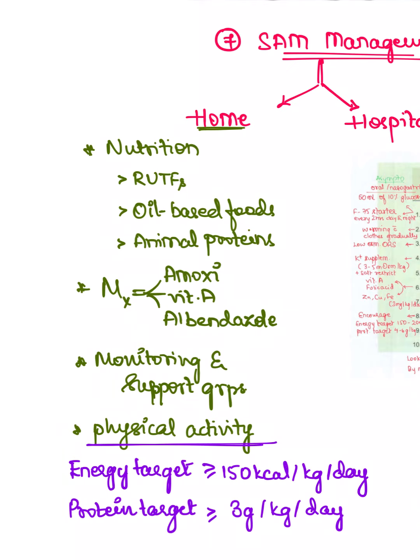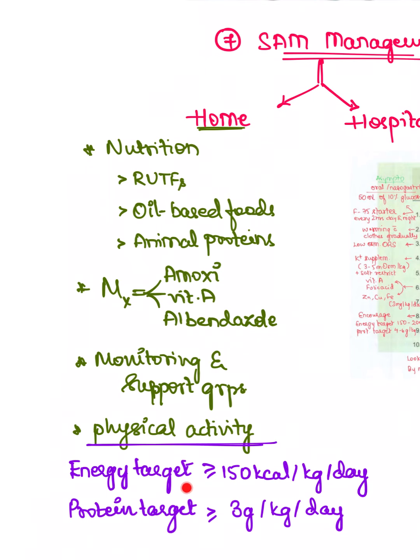In home treatment, what has to be started with is RUTF, that is ready to use therapeutic food. Oil-based foods and animal proteins should be given to the child. And then for the medical line of management, amoxicillin should be given, and vitamin A and albendazole should be given as a single dose. Vitamin A should be given 1 or 2 ml, and amoxicillin has to be given for 5 days. Then monitoring and support group, and finally physical activity of the child.